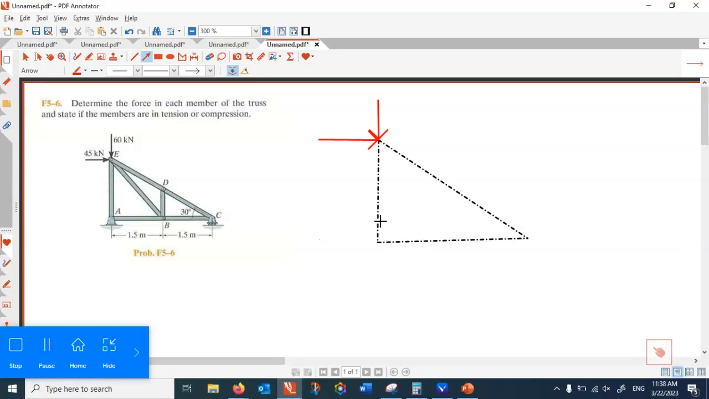So can I apply method of joint right here? Yes, we could. So that is method of joint at E. That is what you get.